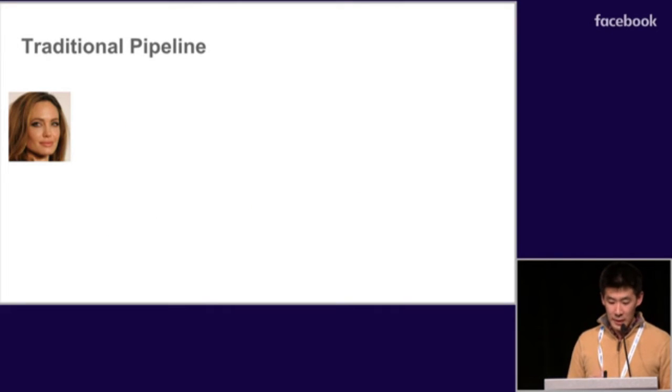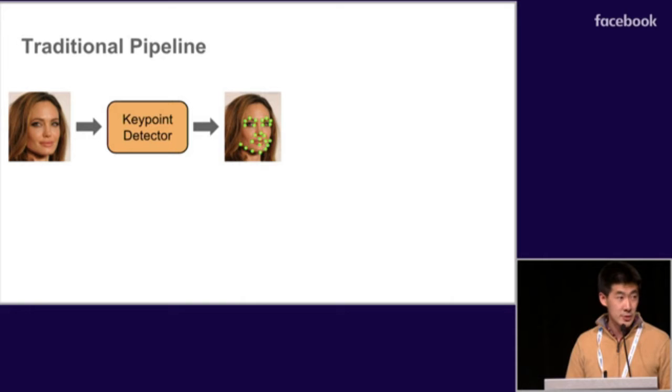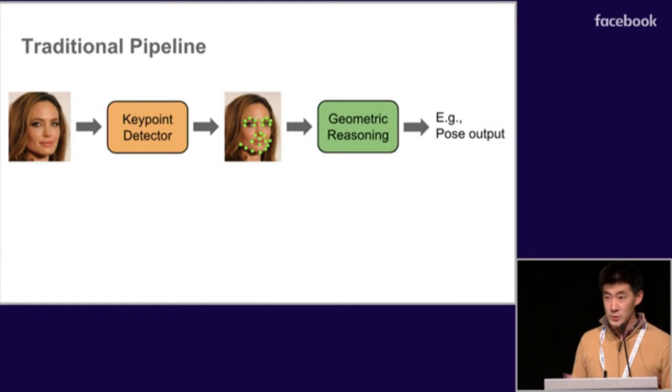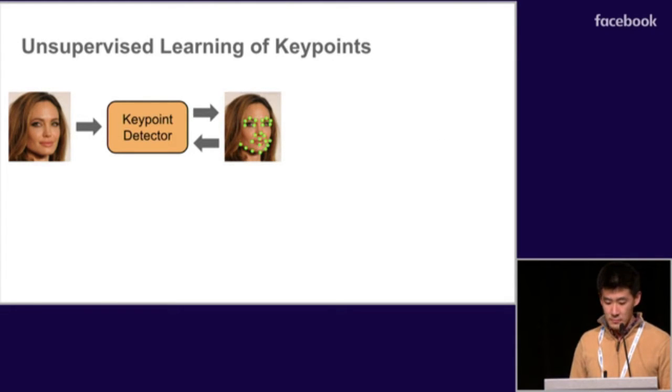Traditionally, the pipeline for geometric reasoning tasks comprises two separate stages. First, we would train a key point detector based on human annotations, then use the inferred key points to predict pose or viewing angles, for example. The first part requires expensive and error-prone key point annotations. So recently, people have been trying to learn key points in an unsupervised manner so that we can avoid collecting labels.